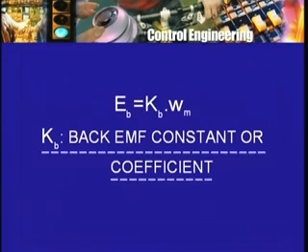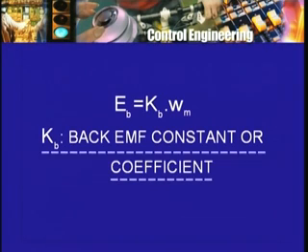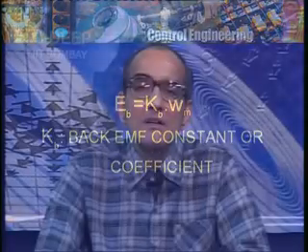This K_B is therefore called the back EMF constant or coefficient of the motor. Since the back EMF will be expressed in volts, and omega, the angular speed, may be expressed in RPM or radians per second, the back EMF coefficient or constant will have the dimensions of volts per RPM or volts per radians per second.